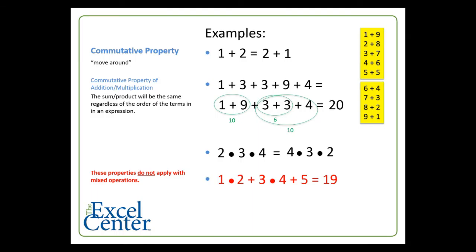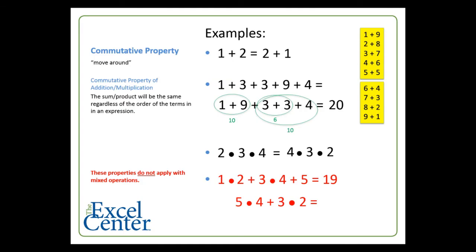Warning, these properties do not apply with mixed operations. I know this expression 1 times 2 plus 3 times 4 plus 5 is equal to 19. You'll learn why in an upcoming lesson. For now, watch what happens if I reorder the terms and factors in this expression.